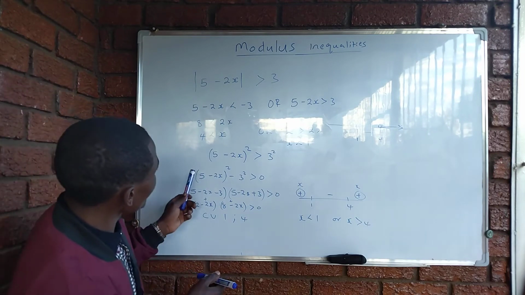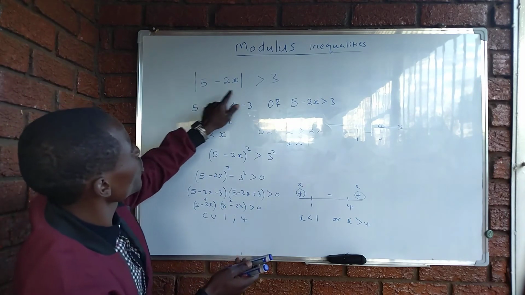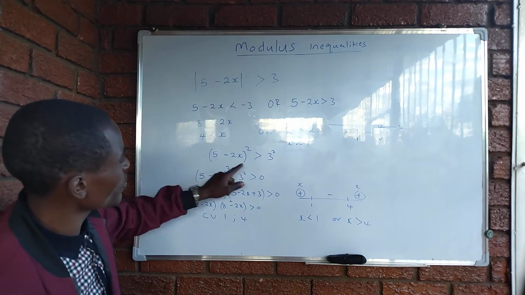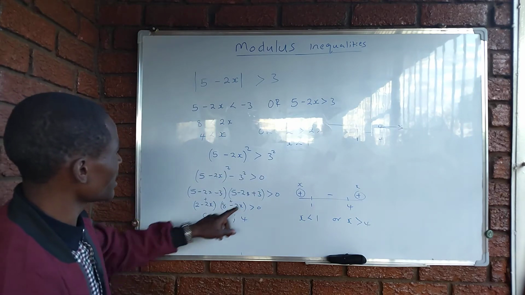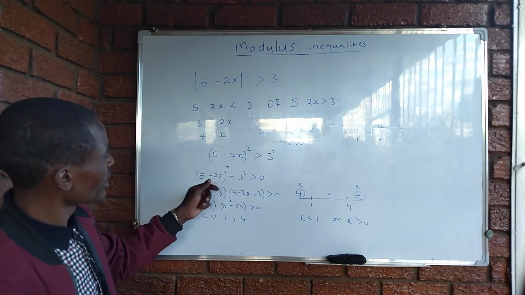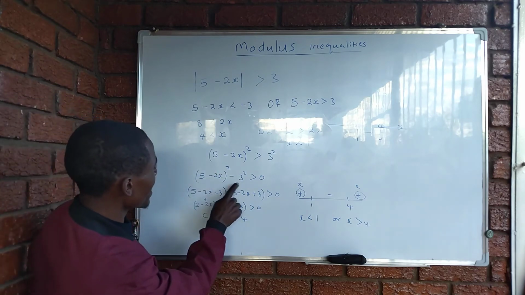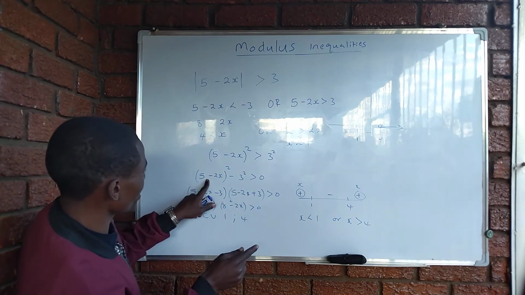Right? So you can square both sides. We square here and we square here, so we have this squared greater than this squared. Then you bring the 3 to the power 2 to this side, right? So if you simplify, this is a difference of two squares. This is a perfect square. This is a perfect square.